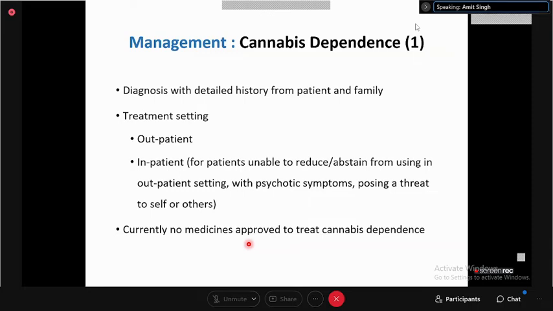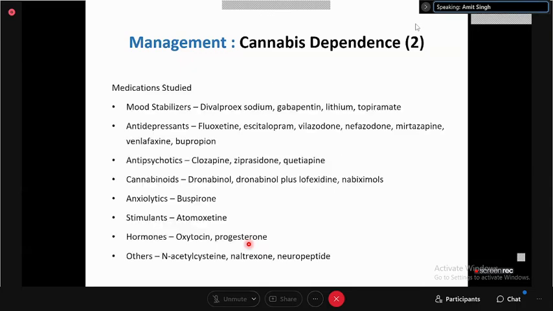Currently, no medicine is approved to treat cannabis dependence, although lots of medications have been tried. This includes the mood stabilizers, including divalproex, gabapentin, lithium, topiramate, and the antidepressants fluoxetine, escitalopram, vilazodone, nefazodone, mirtazapine, venlafaxine, bupropion. Antipsychotics have been tried. Several cannabinoids, the dronabinol plus lofexidine combination, and nabiximols have also been tried, but not found to be better compared to supportive treatment.